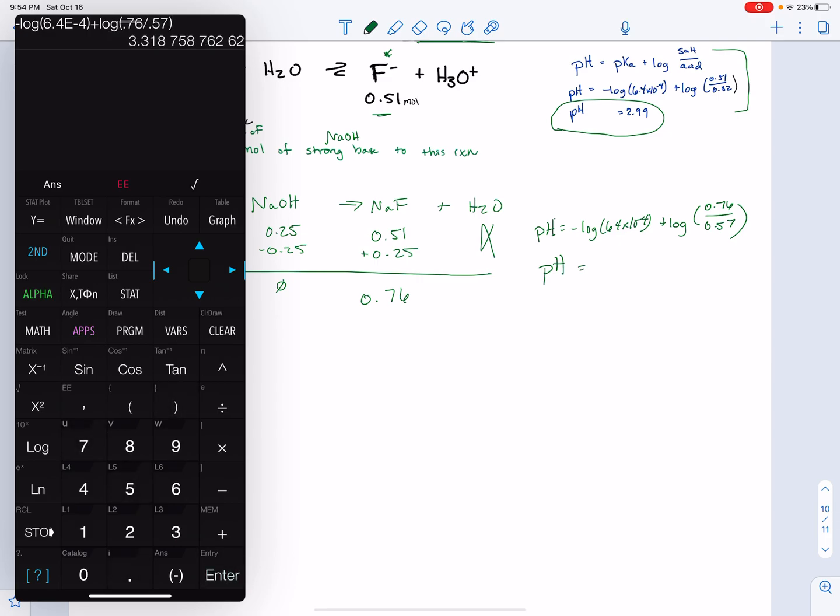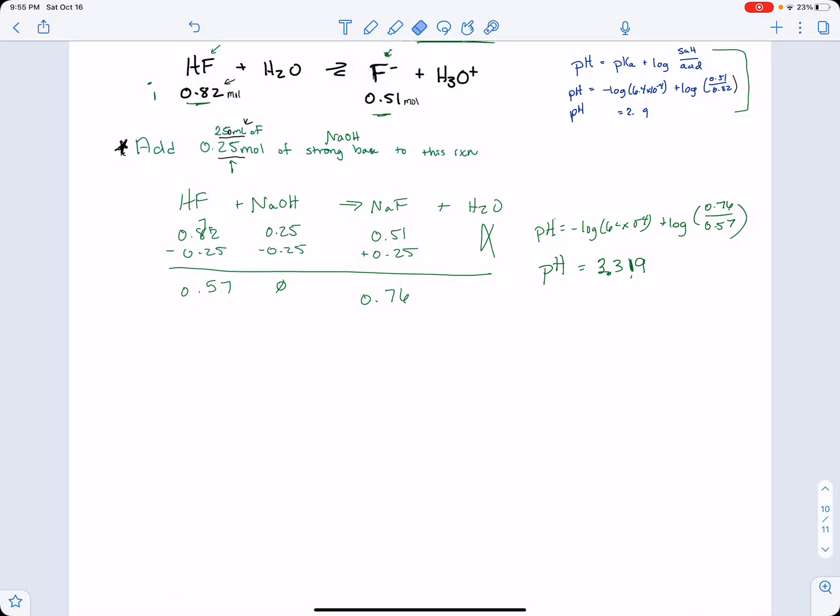That gives me that the pH is 3.319. Make sure I put all those numbers in well and make sure it all makes sense. Yeah, so my pH has gone up by about 0.3, something like that. That's not a huge change because I was already at a pH of 3 to begin with. Let me get those numbers back.